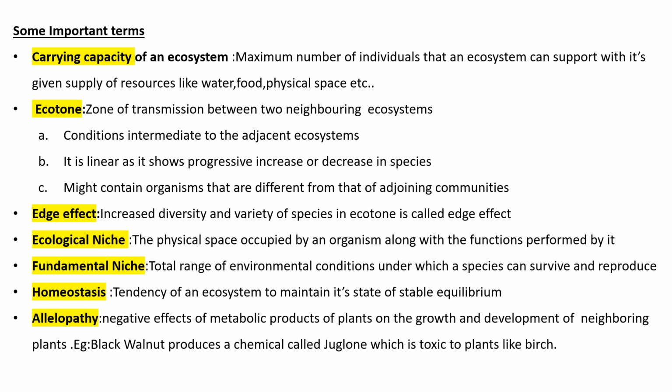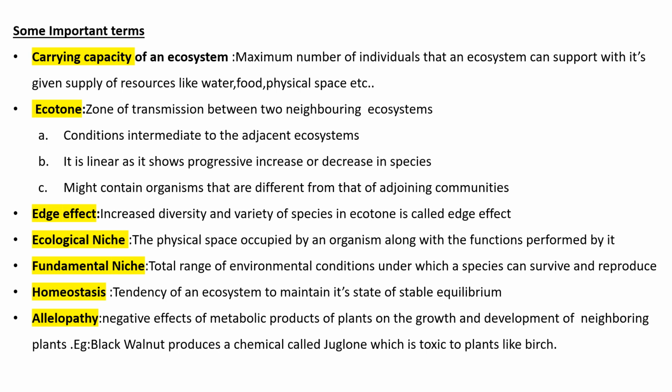It is also possible that there are unique species in the transitional areas. Most of the time, there seems to be increased diversity and variety of species in these ecotone areas because animals belonging to both forest ecosystems and grassland ecosystems might be able to live in the transitional zone between forest and grassland ecosystems. So this phenomenon is called edge effect. That is, the presence of increased diversity and variety of species in the ecotones is called edge effect.